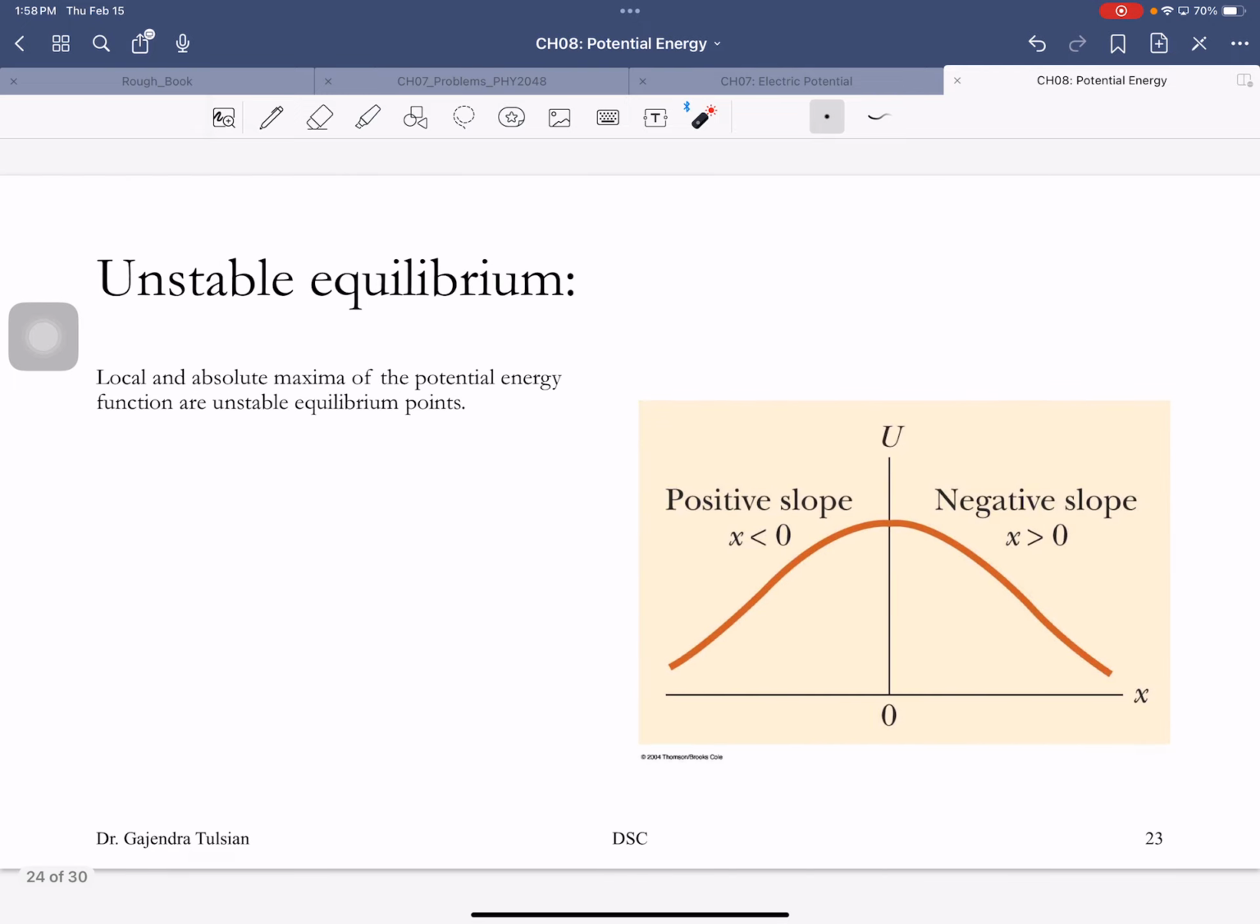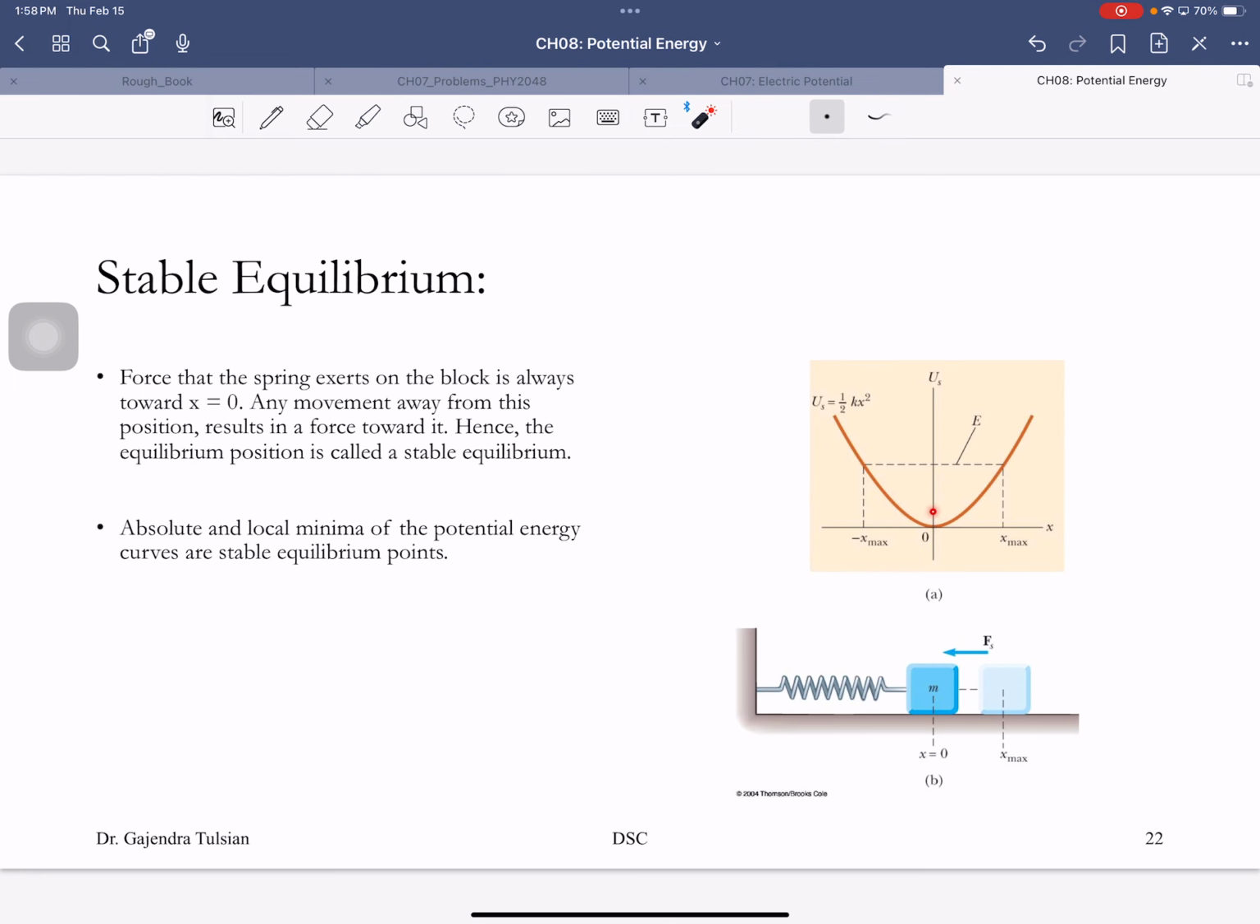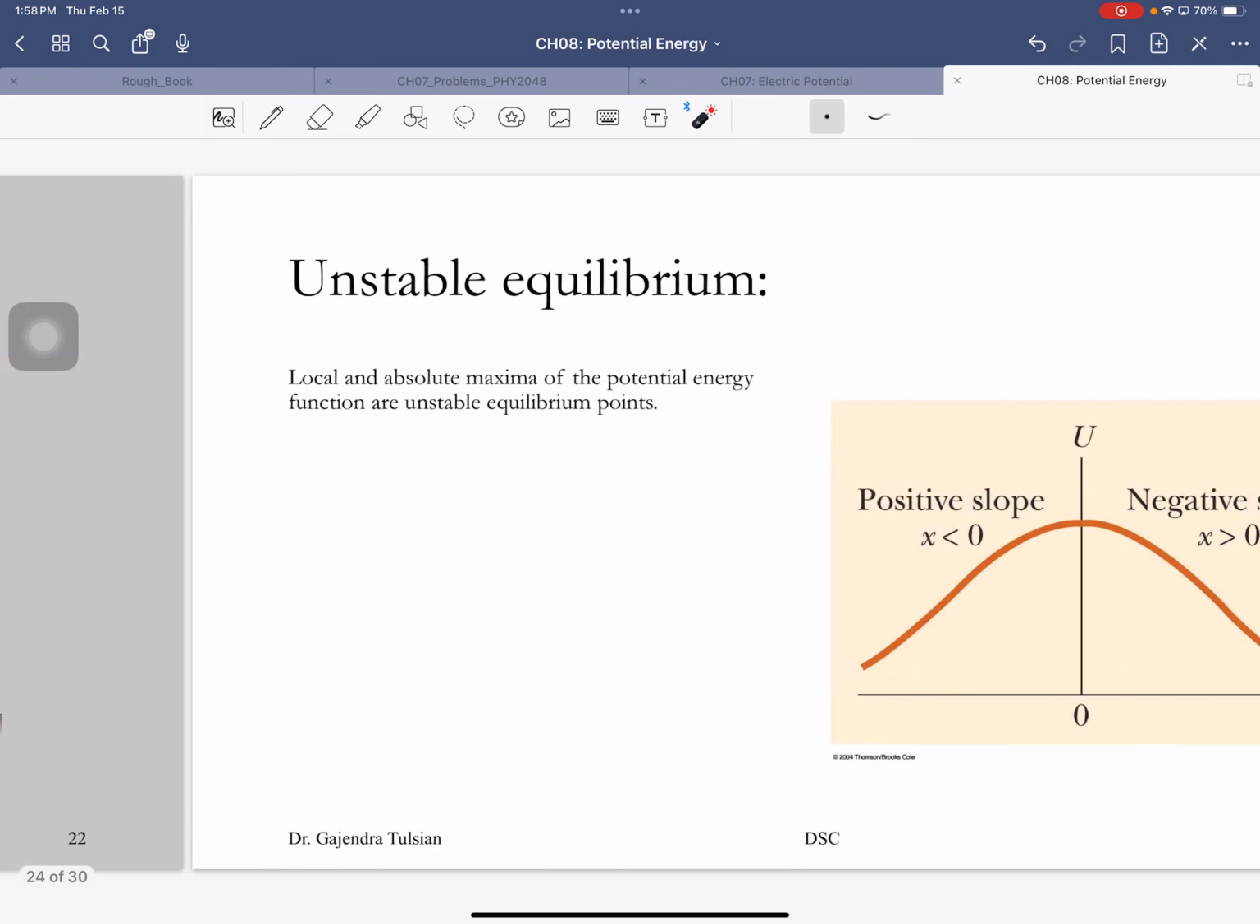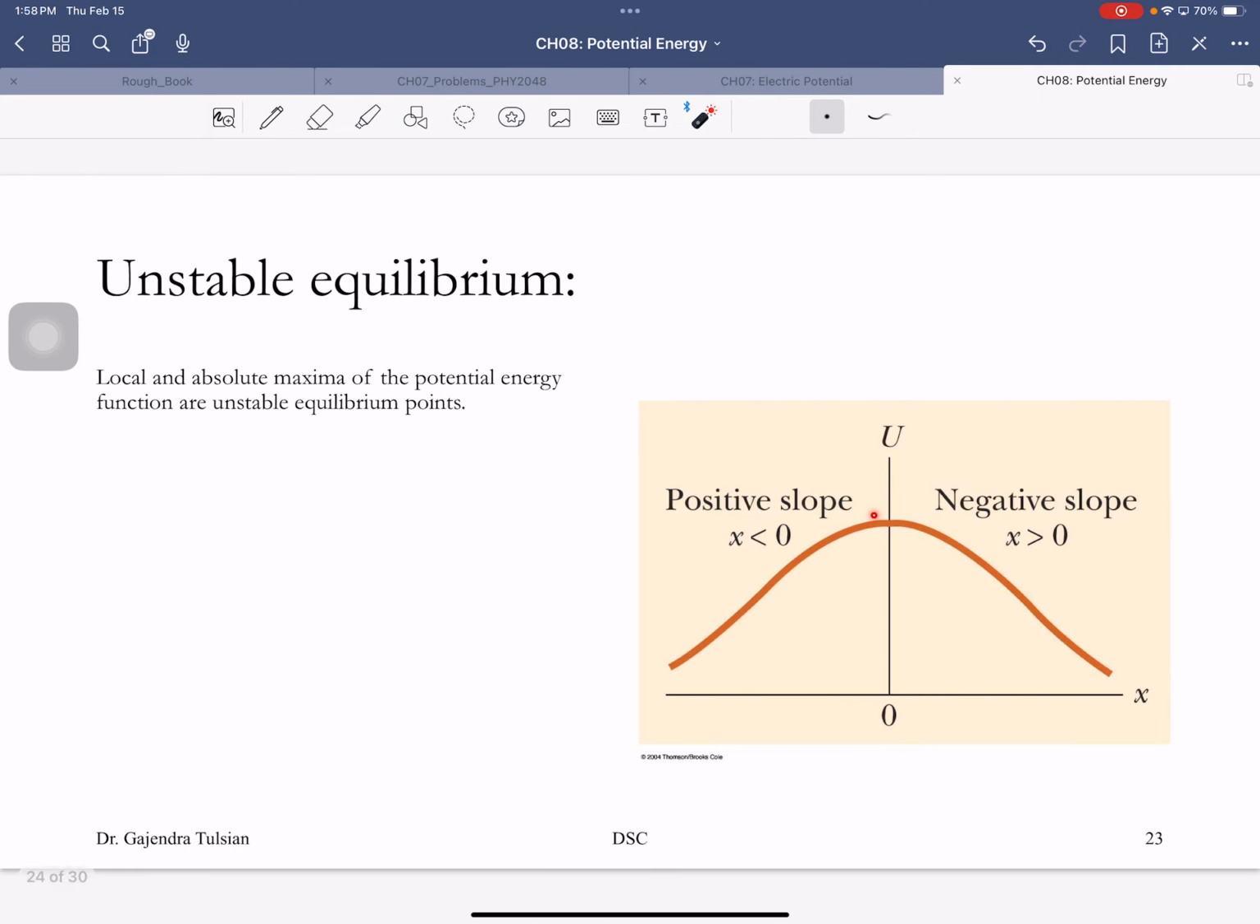In a stable equilibrium, this is a local minima. Local minima of the potential energy functions are stable equilibrium points. Local maxima of potential energy functions are unstable equilibrium points. Okay, just terminology. But you guys understanding this? So this is the marriage of calculus and physics.